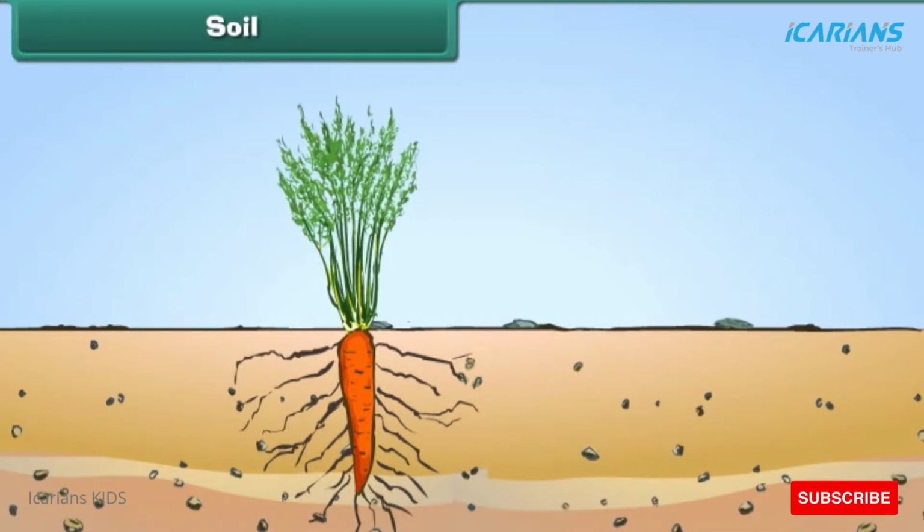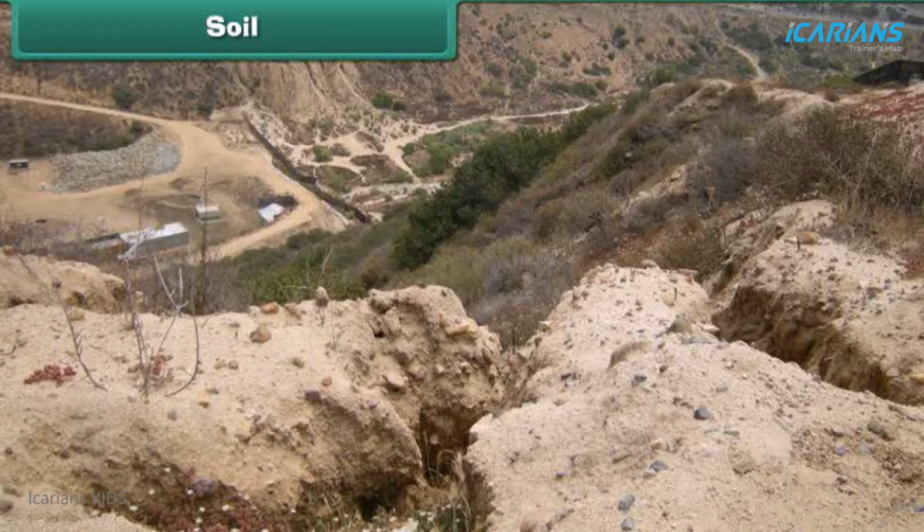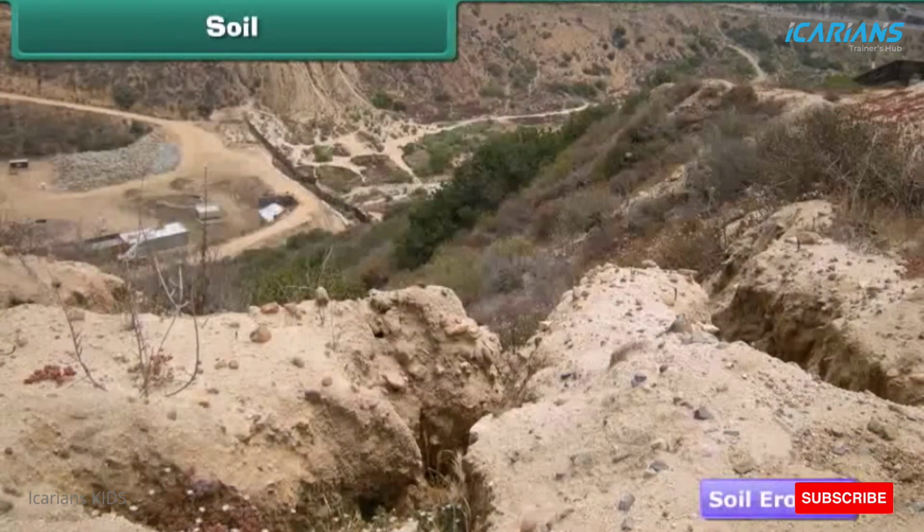Most soils contain 4 basic components: water, air, mineral particles, and organic matter. But the fertility of soil has decreased significantly. This is mainly because of soil erosion. Come, let us learn about it.